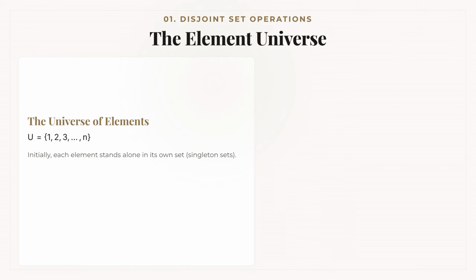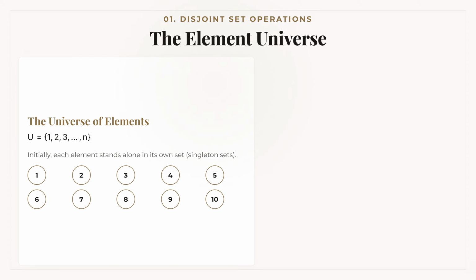Suppose we have a finite collection of elements. Let us call this collection the universe. For example, imagine we have 10 elements numbered from 1 to 10. Initially, every element stands alone. That means element 1 belongs to one set. Element 2 belongs to another set. Element 3 belongs to a third set, and so on. At this stage, we have 10 different sets.